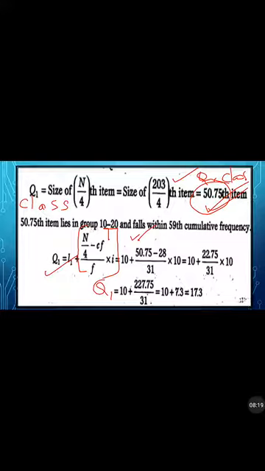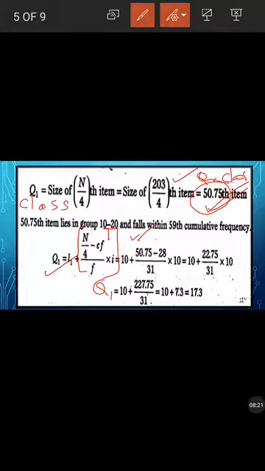So here Q1 is equal to L plus n by 4 minus Cf divided by f into I. So here I have already told what is L. L is 10, plus 50.75, that is the value of n by 4, minus CF, that is the CF value before the box, 28, divided by the value of f, 31, into 10. What is this 10? This 10 is the difference of the class interval, that is, for the class interval 10 to 20 the difference is 10.